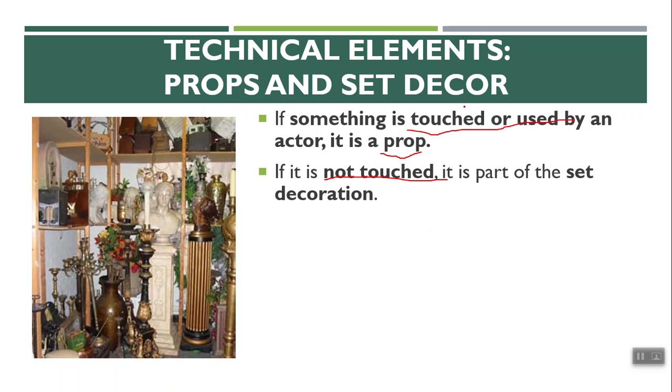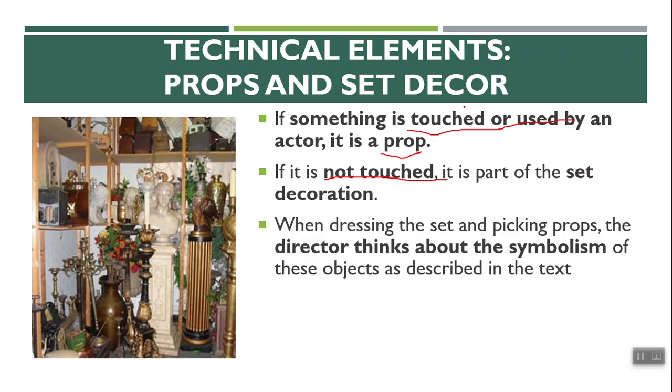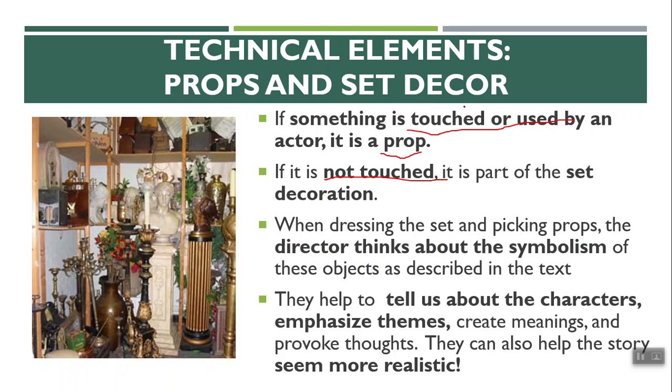So in the play Doubt, we have the prop of a teacup at one point. They're having tea and coffee and sugar. So the sugar bowl is described as it's being used and touched. When dressing the set and picking props, the director might think about the symbolism, and so would the playwright. The sugar I just described, for example, is described in the text.